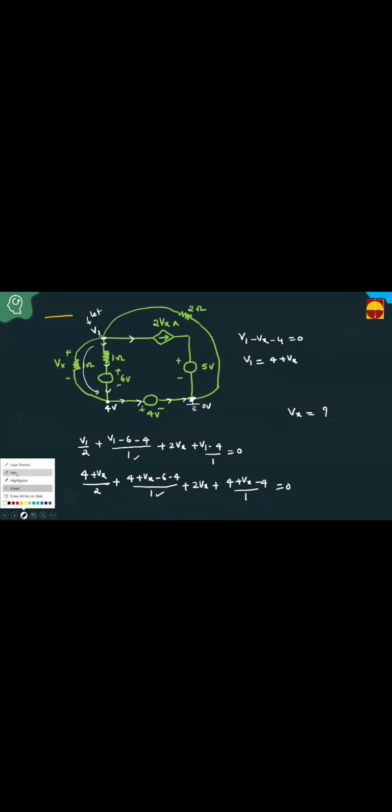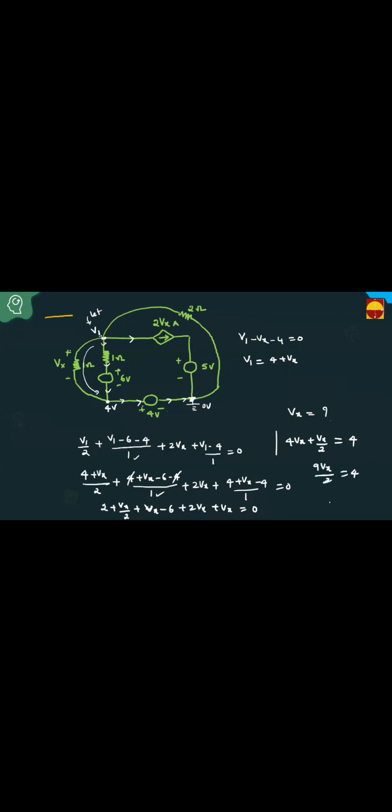Calculations are perfect. Then 2 plus Vx by 2 plus 4 minus 4 cancel. That is Vx minus 6. Vx minus 6. This is plus 2Vx plus 2Vx. Then this 4 cancel plus Vx equal to 0. Vx plus 3Vx, 4Vx. 4Vx plus Vx by 2 is equal to how much, sir? This is minus 6 plus 2 minus 4. This is 4. 8Vx plus Vx, 9Vx by 2 equal to 4. Then Vx equal to 8 by 9.